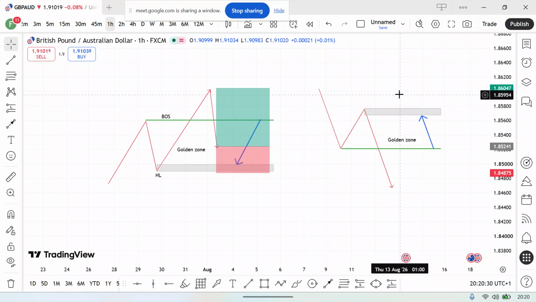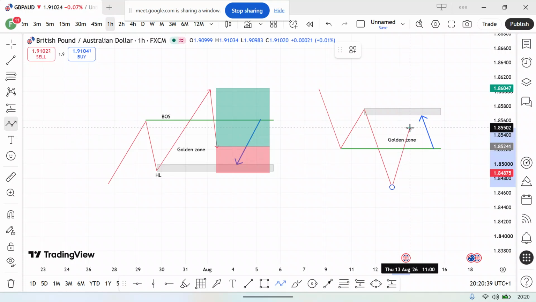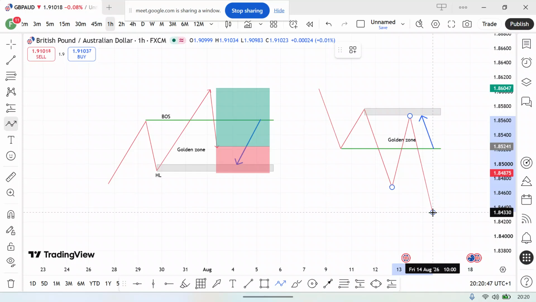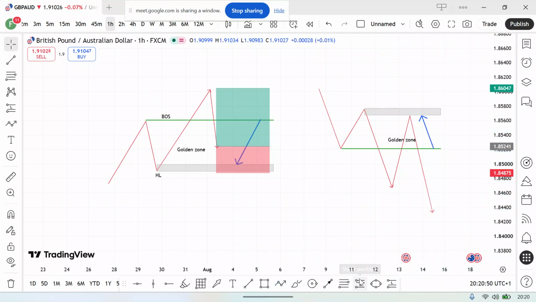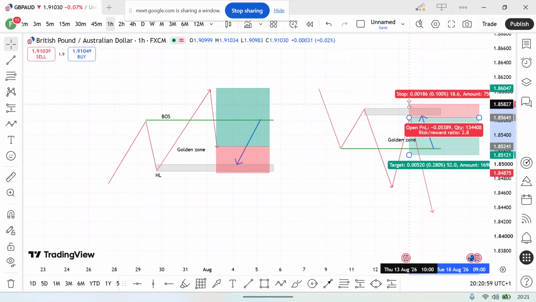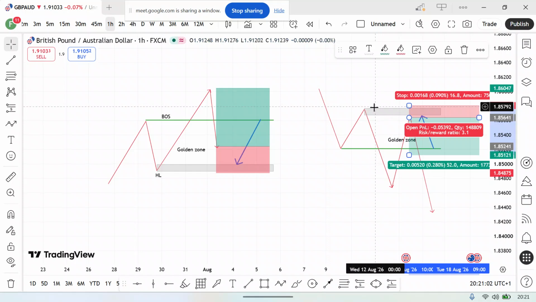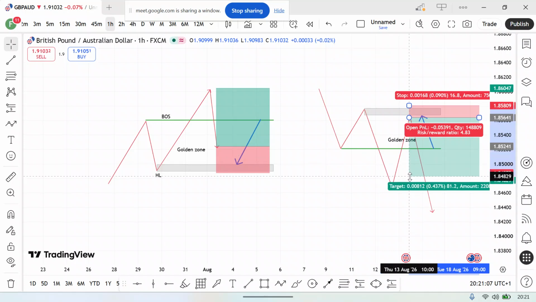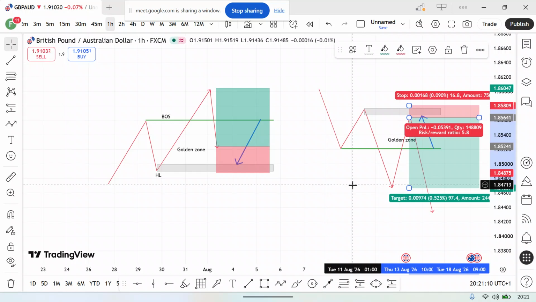If price pulls into this area, then I should be looking for a sell opportunity. For example, if price decides to do this, even if it comes all the way down here, no problem. From there, I'll be looking for a sell opportunity to continue the trend to the downside. So if price pulls up, I'll wait for my confirmation and take a sell. Where will my stop loss be? A few pips above the hash box, and I target at least 2 times what I'm risking, or the most recent swing low.